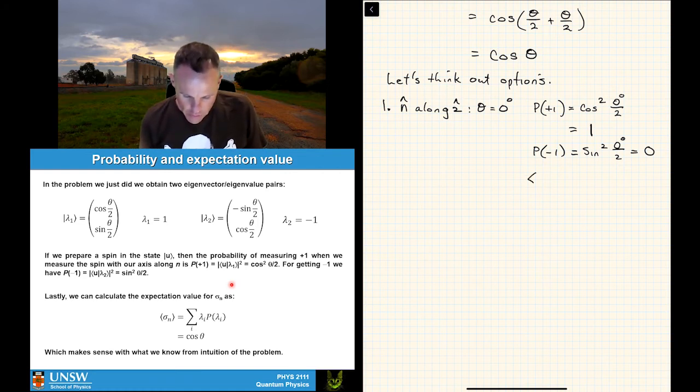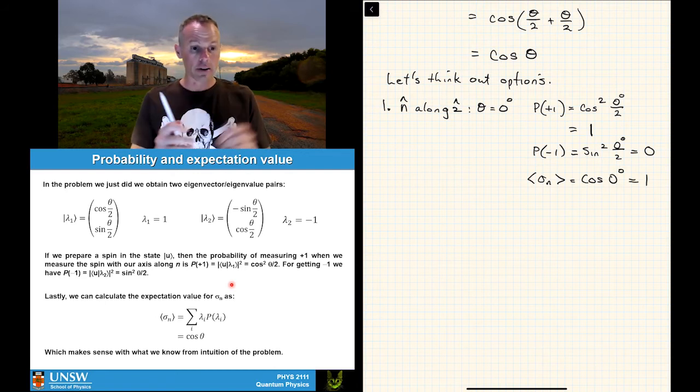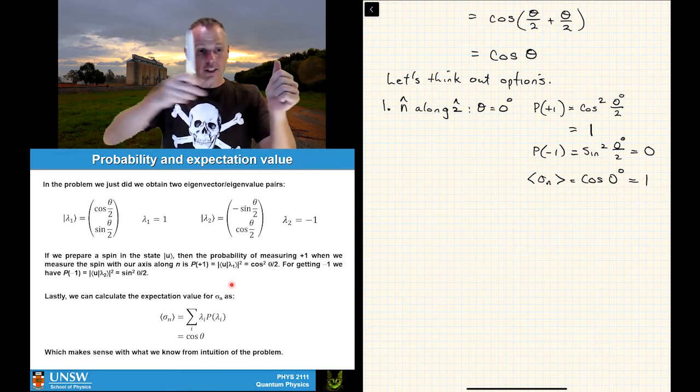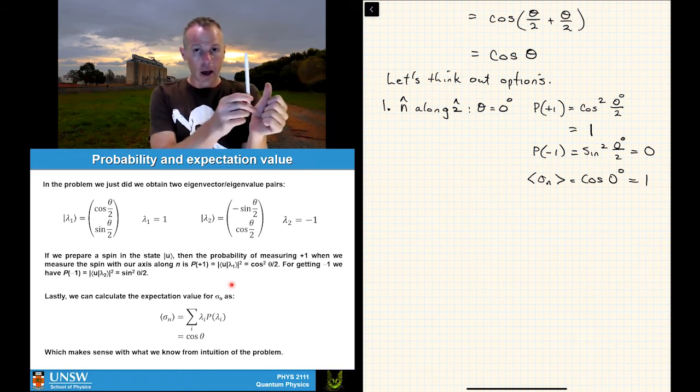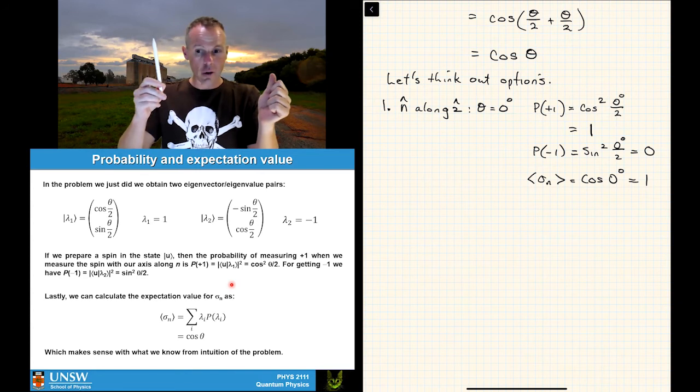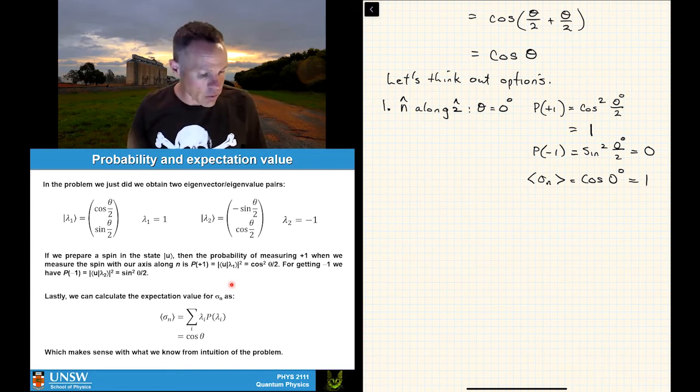And if we have a look at what the expectation value of n is now, it's going to be cos of theta, which is cos of 0 degrees. And of course, cos of 0 degrees is 1, right? And so all this is saying is that if we did a large enough series of measurements along here, we're always going to have spin up. So we're always going to get an up, right? And that's why the expectation value is plus 1.